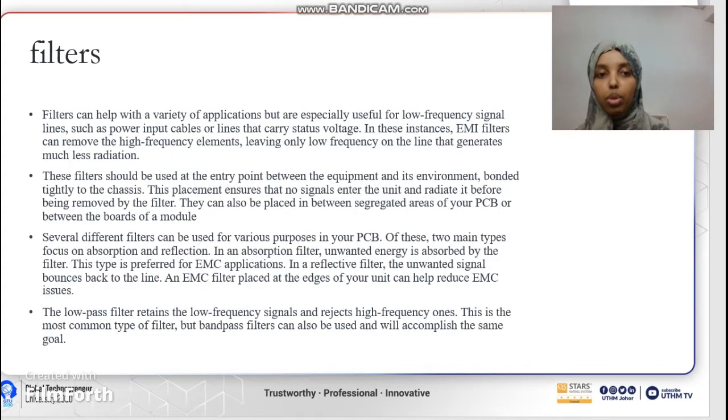The filter can help with a variety of applications, but is especially useful for low frequency signal lines, such as power input cables or lines that carry static voltage. In this instance, EMI filters can remove the high frequency element, leaving only low frequency on the line, which generates much less radiation. And I will complete there for my presentation.